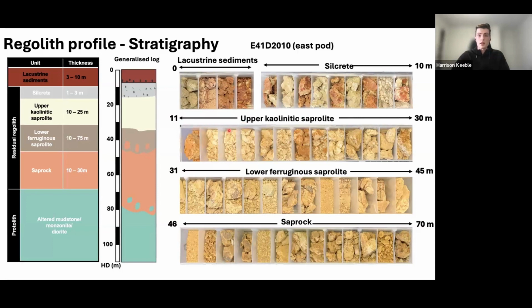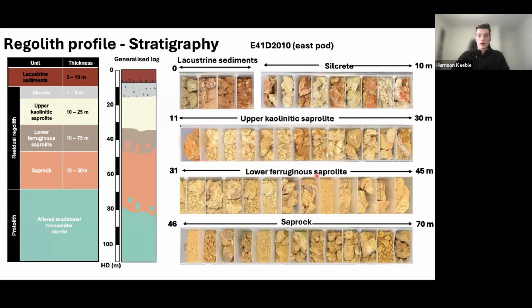For the saprolite, we first have the upper kaolinic saprolite, getting its name from the greater proportion of kaolinite in comparison to the rest of the regolith. It's also creamy white, but also has this pervasive orange-yellow color that's coming again from the iron oxides in the regolith.